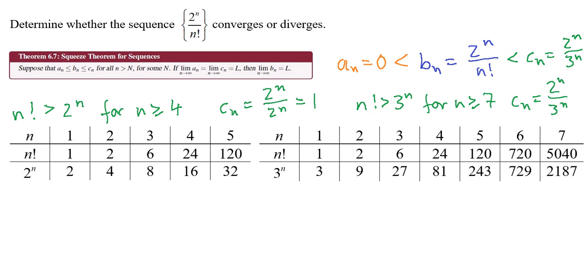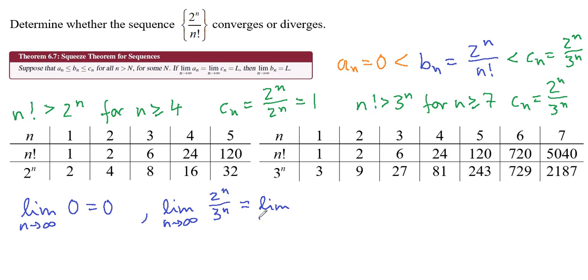Let's formally take the bounding sequences' limit. The limit as n goes to infinity of 0 is simply 0. And the limit as n goes to infinity of 2 to the n over 3 to the n can be written as the limit as n goes to infinity of (2 over 3) to the n. And since 2 over 3 is positive and smaller than 1, this limit goes to 0. So, by the squeeze theorem, our sequence converges, and it converges to 0.